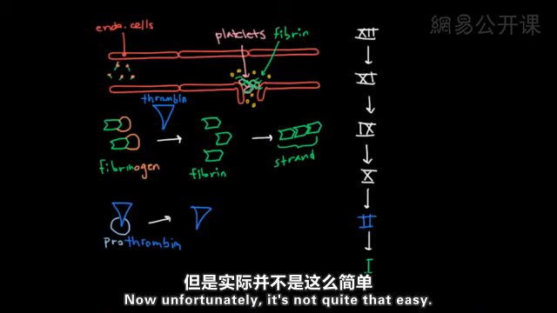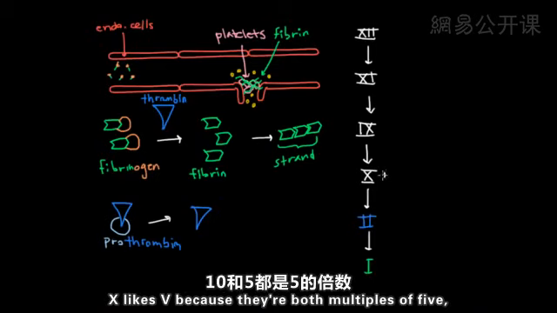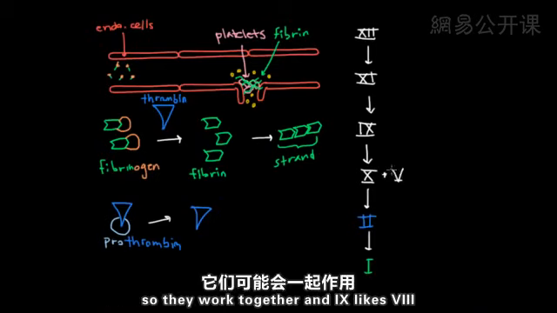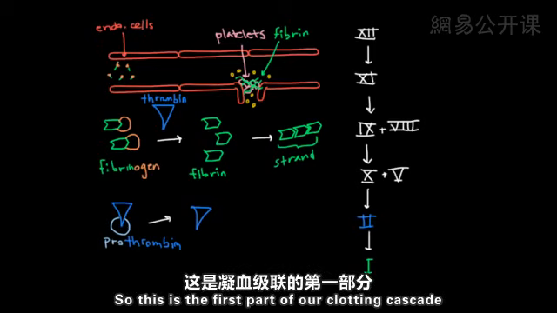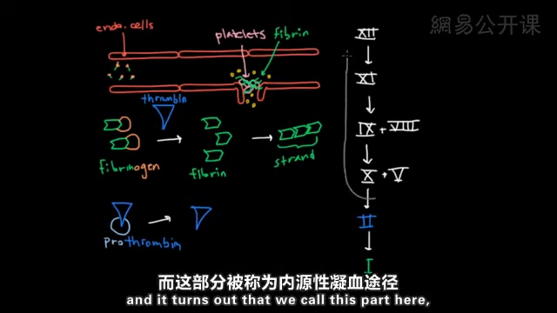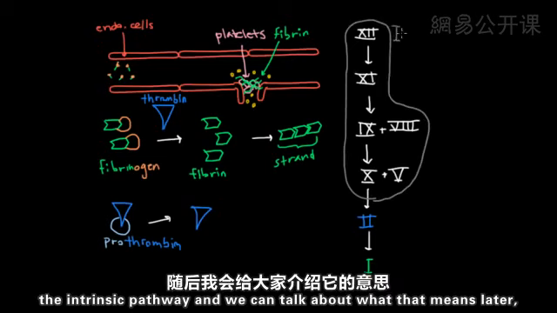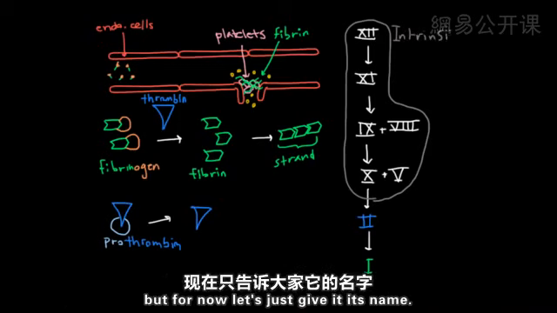Now unfortunately it's not quite that easy. 10 likes 5 because they're both multiples of 5, so they work together, and 9 likes 8 because they're right next to each other, and so they work together. So this is the first part of our clotting cascade, and it turns out that we call this part here the intrinsic pathway. And we can talk about what that means later, but for now let's just give it its name.